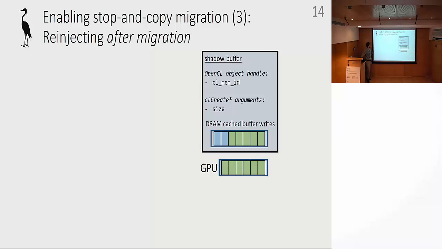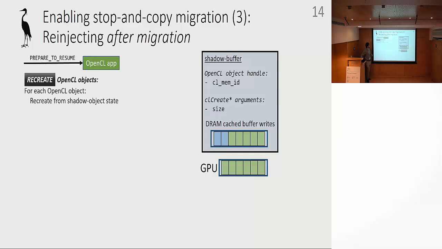Okay, so after we've finished migrating, we have to recreate the objects and re-inject the GPU state. So we receive a prepare to resume signal, and we recreate each OpenCL object using the shadow objects.